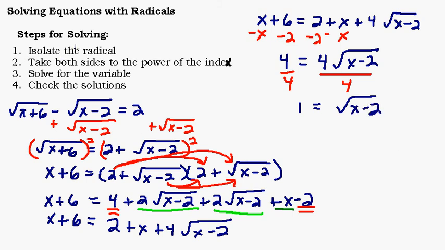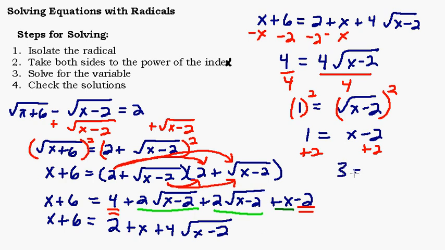Okay, that was all step 1, isolating the radical. Now I need to square both sides again to get rid of the second radical. And I have 1 equals x minus 2. This is looking pretty good now. And I'm going to add 2 to both sides. So that gives me 3 equals x. Oh my goodness. Okay, so that's a long process there.